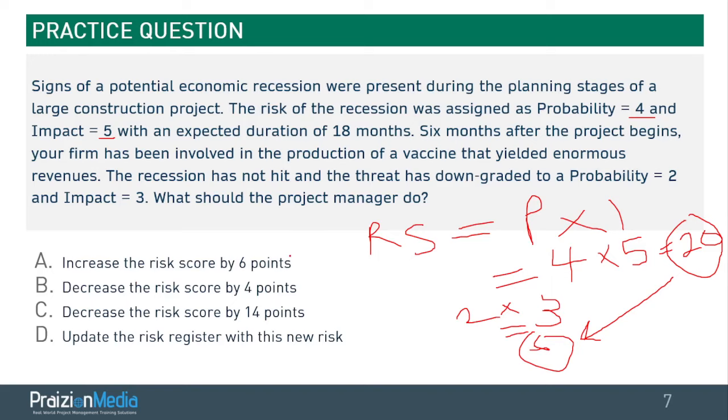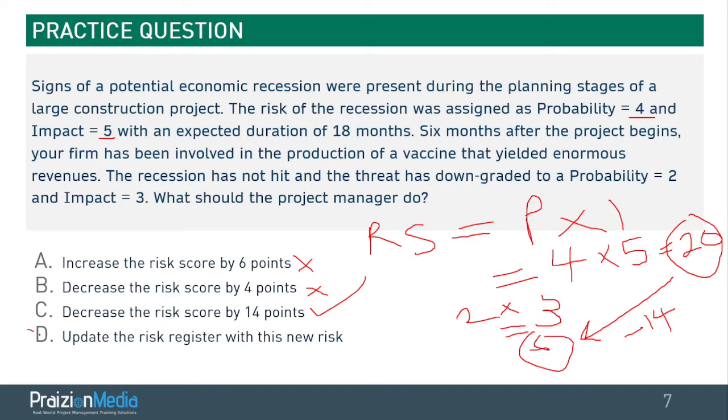So we're not going to increase the risk by 6 points. We're not going to decrease the risk score by 6 points. We are going to decrease the risk score by 14 points to get it down to 6. Okay, I had 6 on the brain and that's why I chose 6. That's not the right answer. The right answer is C.